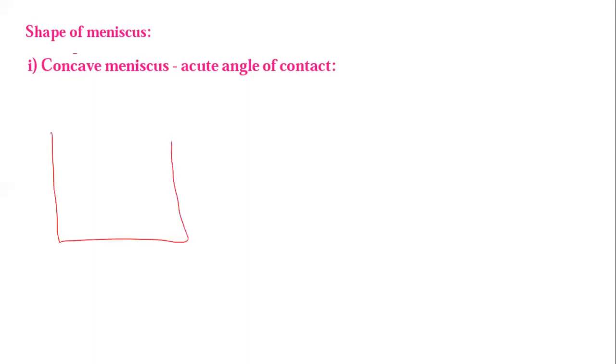The next article is the shape of meniscus. Now pay attention, in that we have to discuss the concave meniscus, acute angle of contact. Acute angle of contact means, pay attention, this is the surface in the case of kerosene. This is the concave meniscus. The upper part is concave, so it is called a concave meniscus.